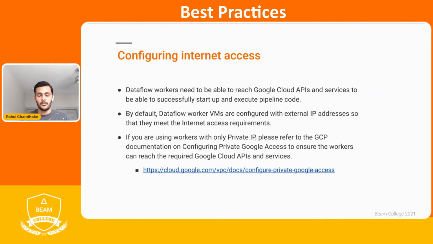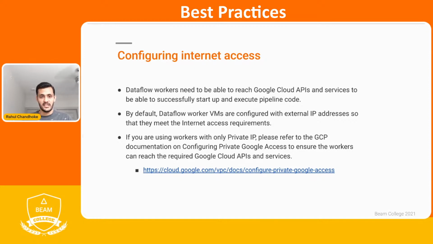One other important point that we like to talk about when it comes to networking is configuring internet access. What we mean by this is that your workers that run your Beam job need to be able to have the right Beam container image installed on them. They need to be able to interact with the regional endpoint that we mentioned, so that they can get the required work from the regional endpoint, update the regional endpoint on progress, and things like that. To do all of this, in general, the Dataflow workers that run your pipeline need to be able to reach the Google Cloud APIs and services, so that they can successfully start and execute the code.